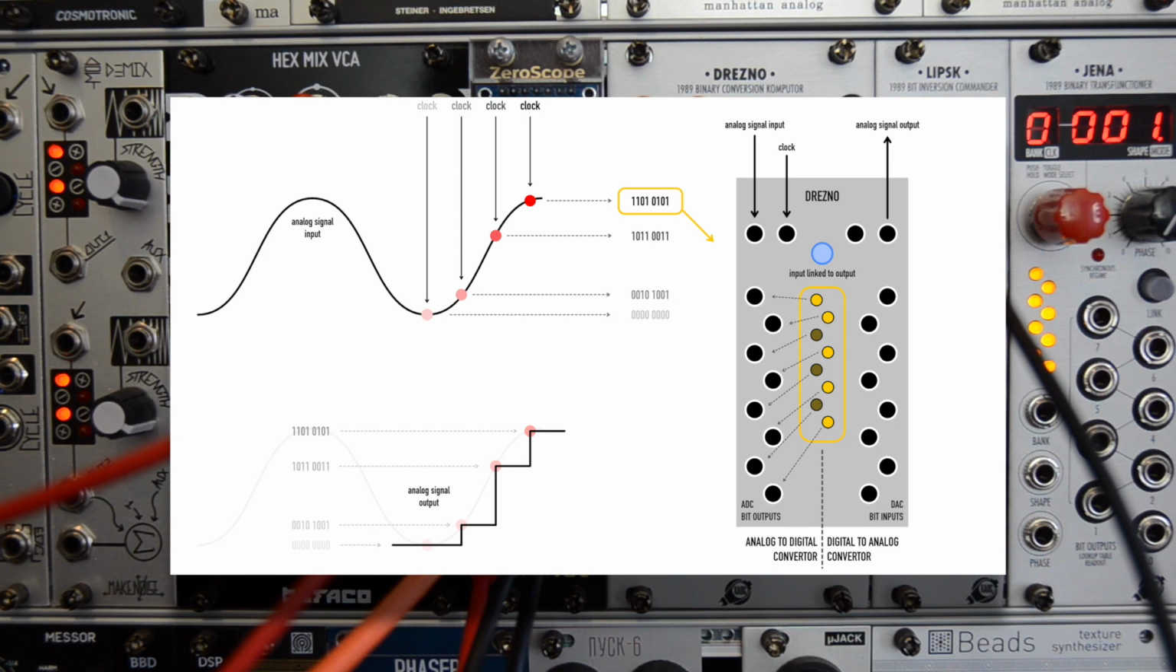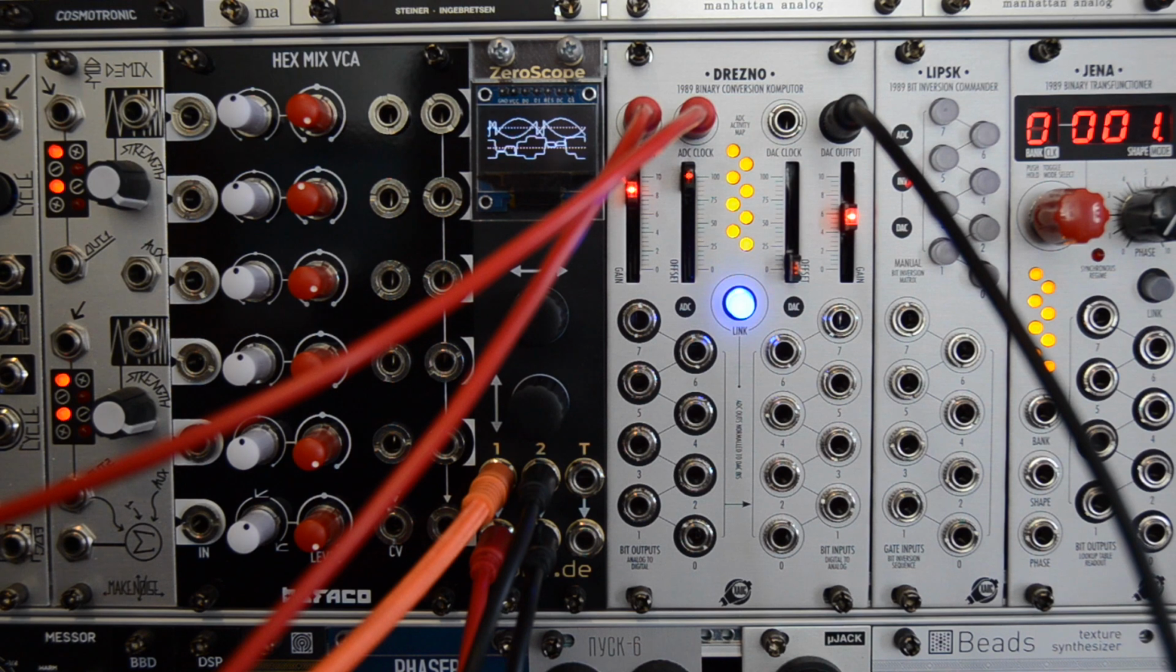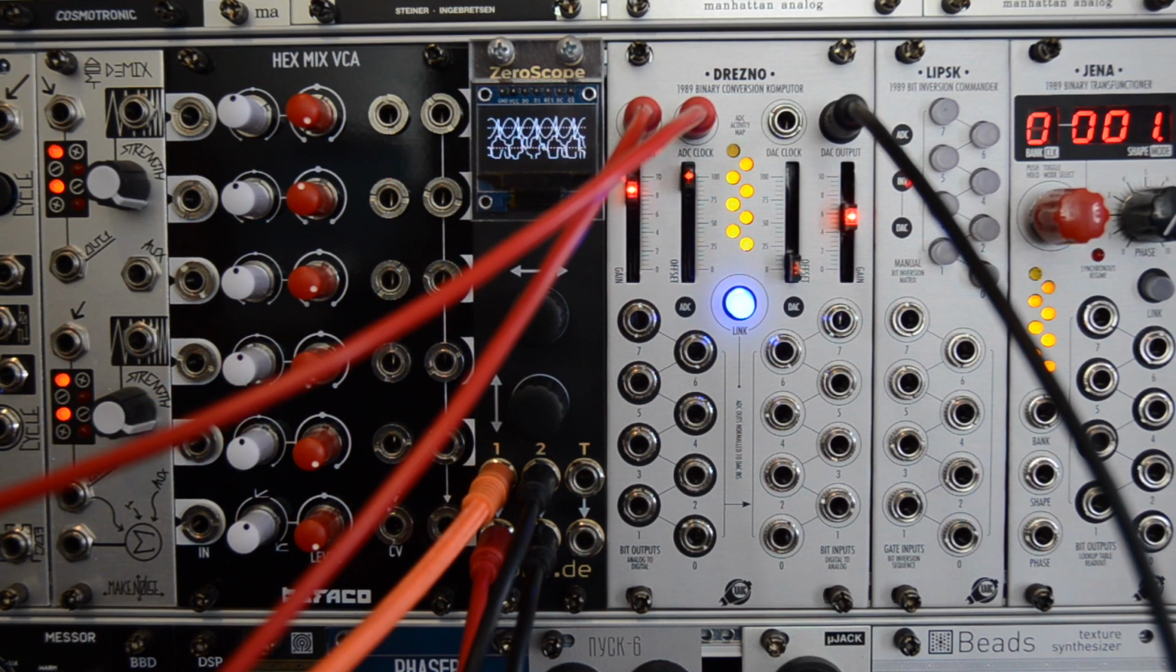Every byte, which is a binary number composed of these 8 bits, represents a certain output voltage that we can extract from the digital to analog converter output, which is just the main output. When we send in an oscillator or any kind of changing voltage, these binary numbers are constantly changing as the input voltage is being sampled every time the analog to digital converter receives a clock signal. At 2 MHz and 8-bit, there's not much of a change when we simply patch a signal into DREZNO and back out. It's by manipulating the values of the internal sampler that we can achieve interesting results.